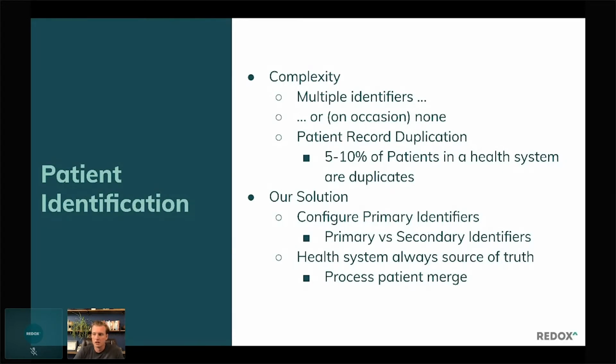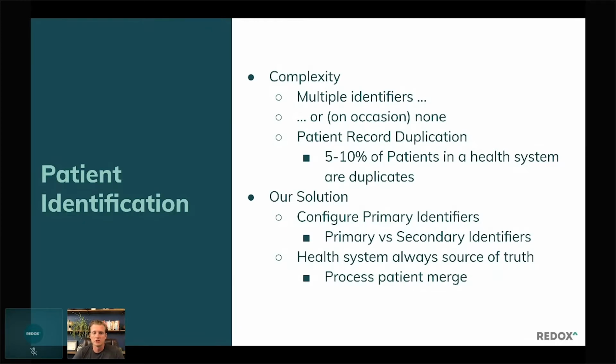healthcare integration. When it comes to integrating with a healthcare system, there are some things you have to know about patient identification. One, there are potentially multiple identifiers for any single patient in a healthcare system, or on occasion, there are sometimes no identifiers assigned to a patient. Another big complexity is patient record duplication. Almost all healthcare systems have patient record duplications. I've seen statistics that say anywhere from 5 to 10% of patients in a health system are potentially duplicates.